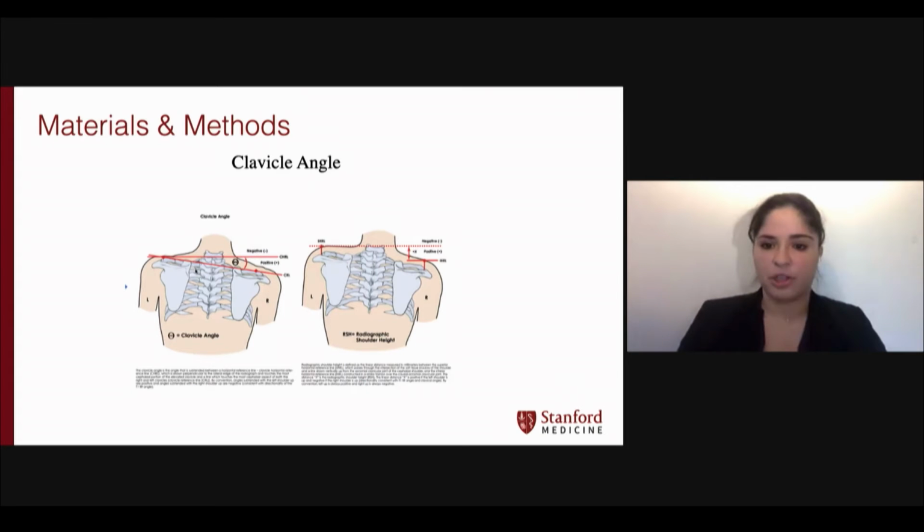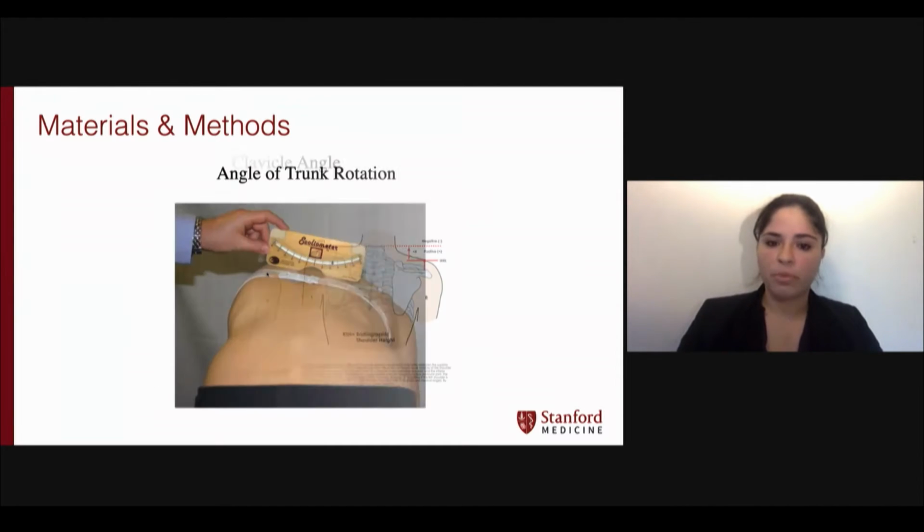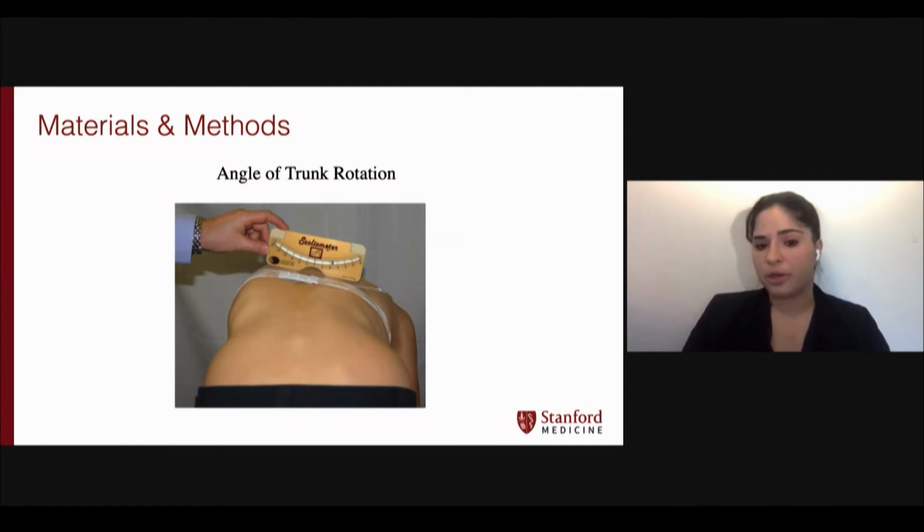The clavicle angle is measured by finding the angle between this horizontal line that you see here and the line that passes directly through the anterior acromions. So this is the angle right here. And finally, the angle of trunk rotation was approximated using a scoliometer measurement.